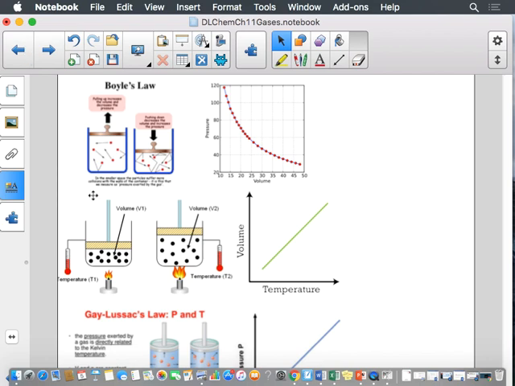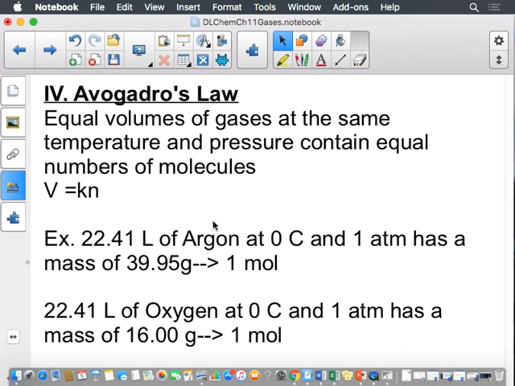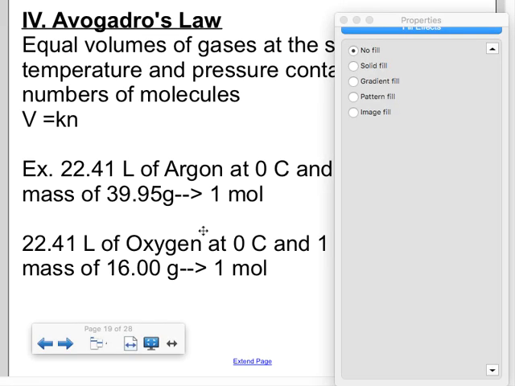And I just realized that it probably should have been temperature and volume and not pressure, but they go hand in hand, Gay-Lussac's and Charles' Law. Okay, moving on to Avogadro's Law.